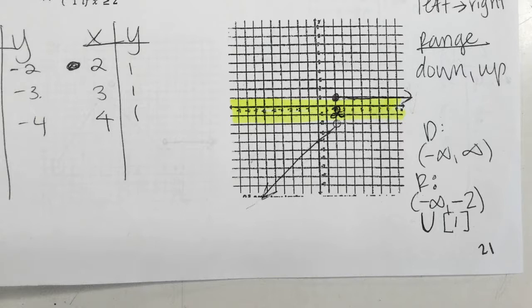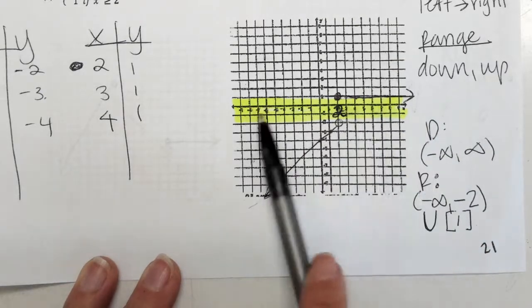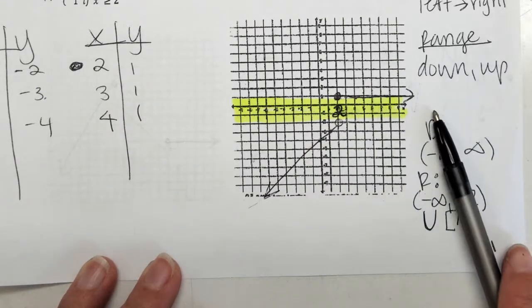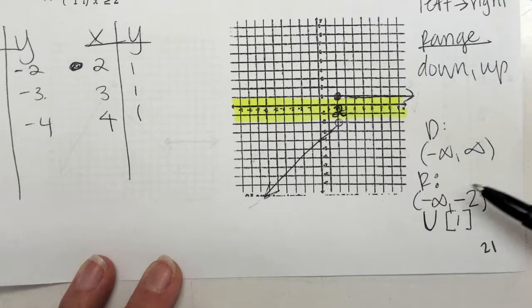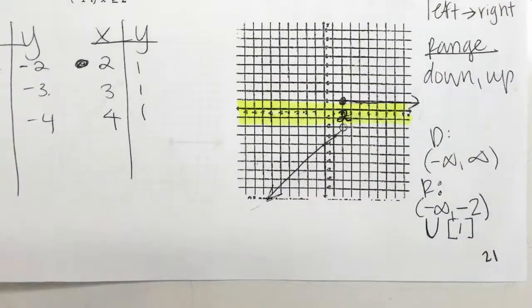How do you know which one is domain and which one is range? Domain is talking about x values, so you're looking side to side, so it goes left forever, right forever. The range is talking about up and down. It'll get better, I promise. That's why we're practicing it today. Alright, flip it over.